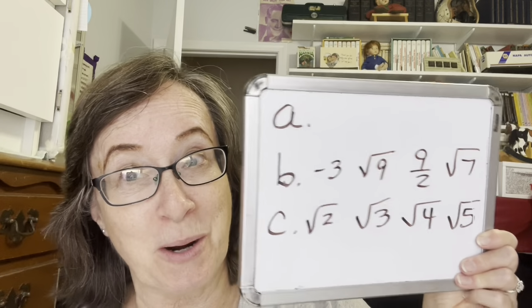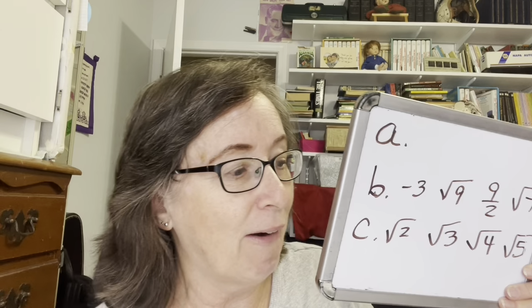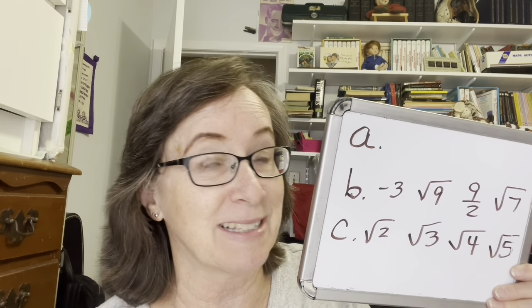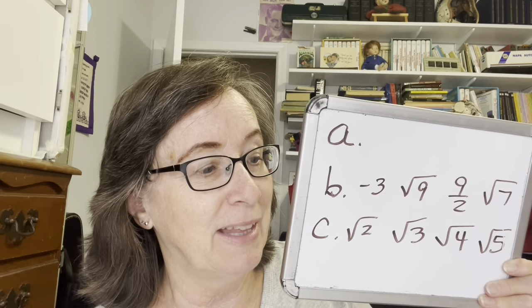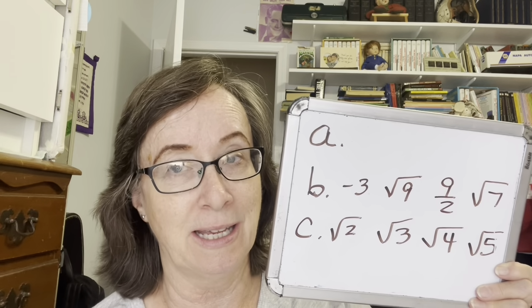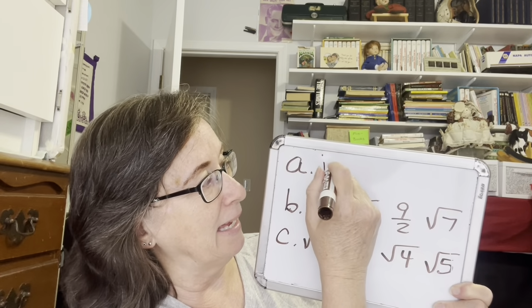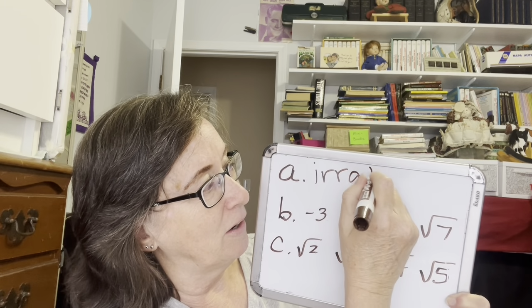All right, so we're on our practice problem. So get your packet out and let's do your practice problems together. All right, A says if a real number is not rational, then it is what type of a number? Well, if it's not rational, it's irrational. Okay, so A is irrational.